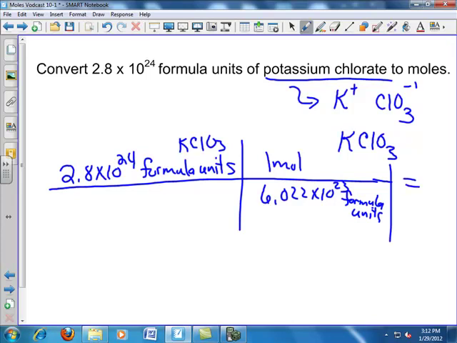So in your work that you have to show for your homework, you will actually have to complete these T boxes. Giving me an answer just won't work. So formula units cancels out. All I'm left with then is moles. And pause the video if you need to work this problem out.